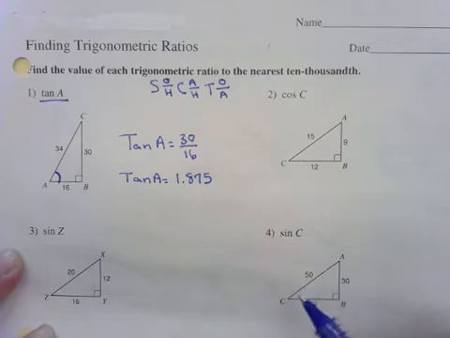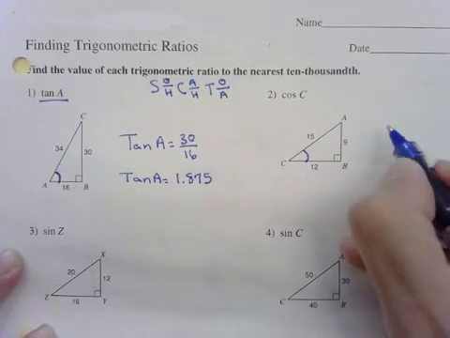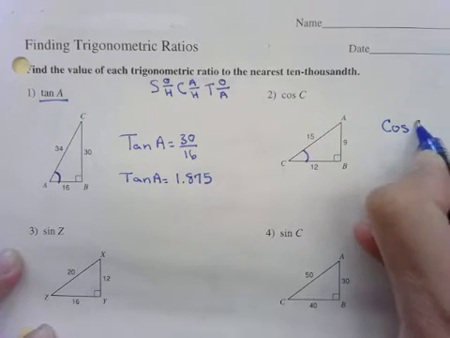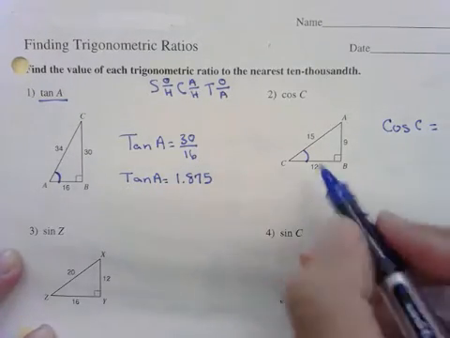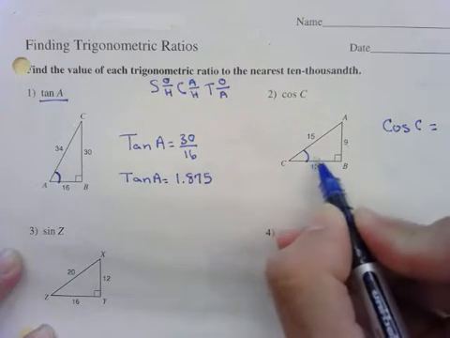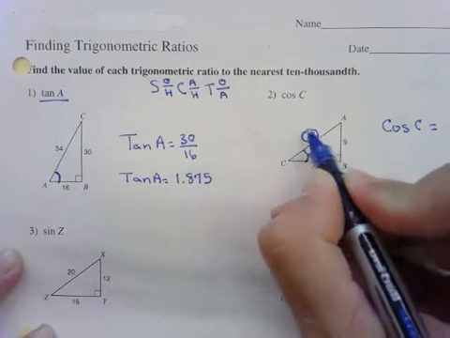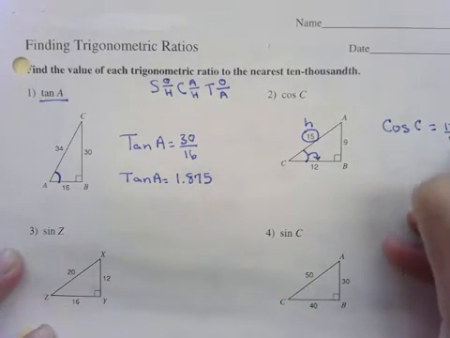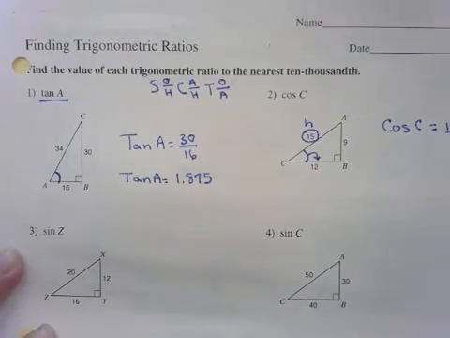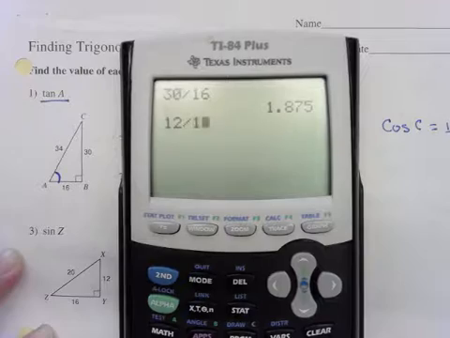This says the cosine of C. So again, we're going to look where C is. We're going to say that the cosine of C equals what? Cosine is adjacent leg over hypotenuse. So here's our adjacent leg, and here's our hypotenuse. H is our hypotenuse. So 12 over 15. And if we want to do that to the nearest 10,000th, again, all we simply do is put 12 divided by 15 in our calculator, and it's 0.8.